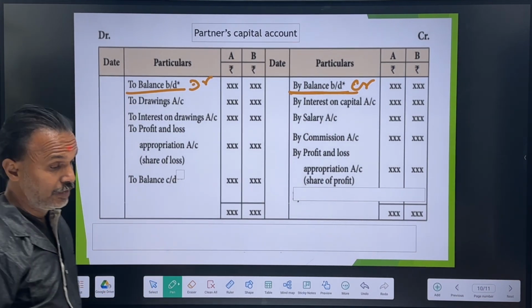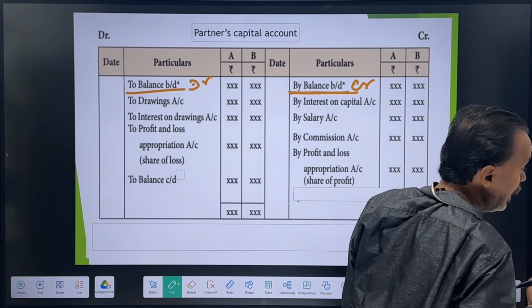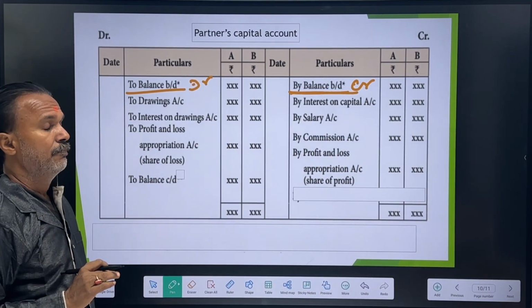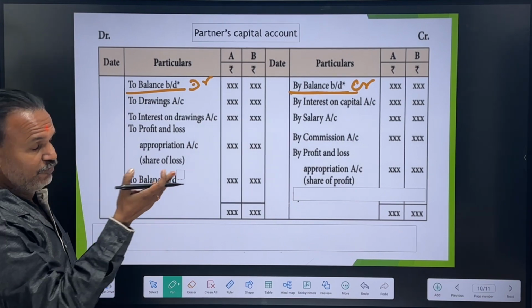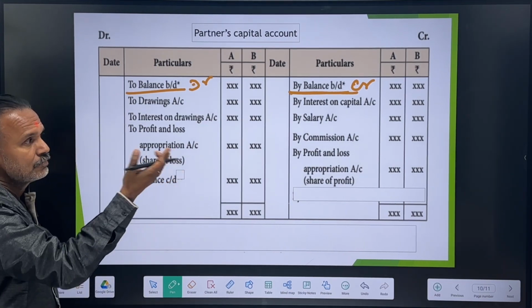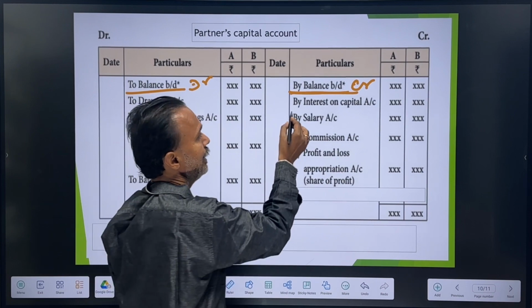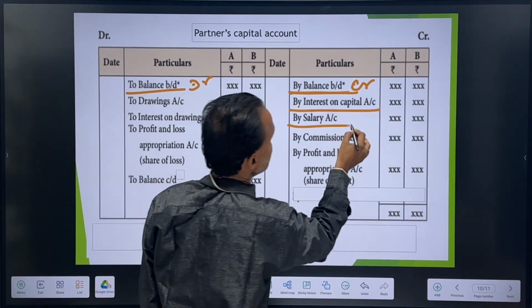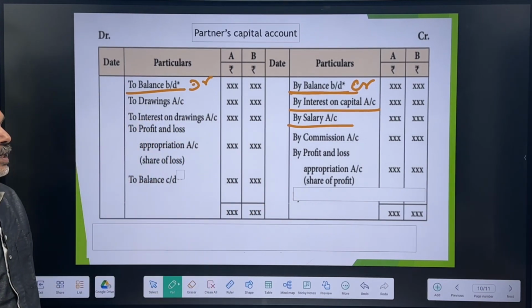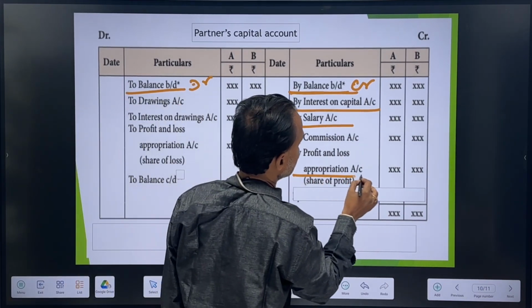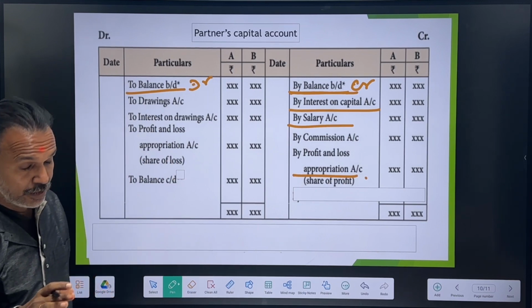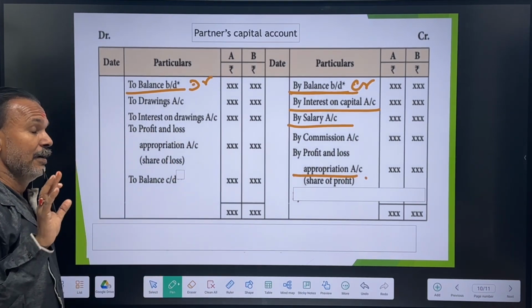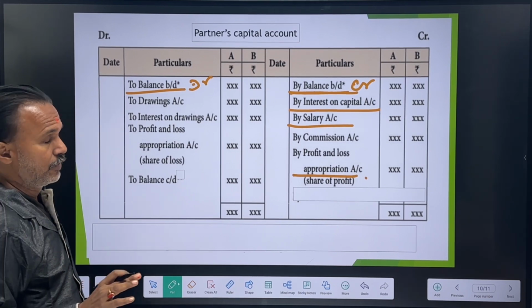Thereafter, the items shown in the debit side of the PL appropriation account are transferred to the credit side of the partners capital account. For example, first of all, interest on capital: in the partners capital account, by interest on capital, by salary, by commission, and by profit and loss appropriation account. Because when the capital account is fluctuating, profit is transferred to the partners capital account, not to a current account.